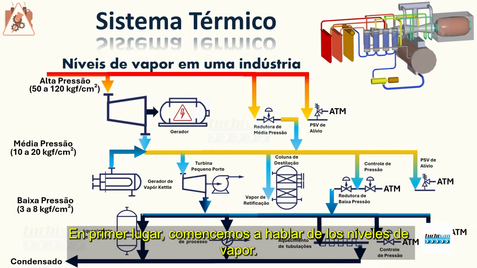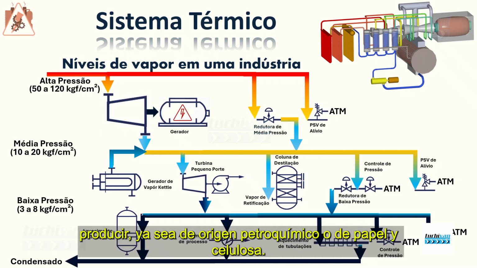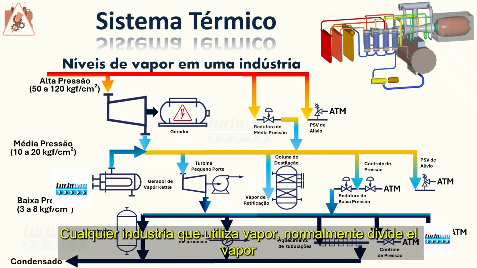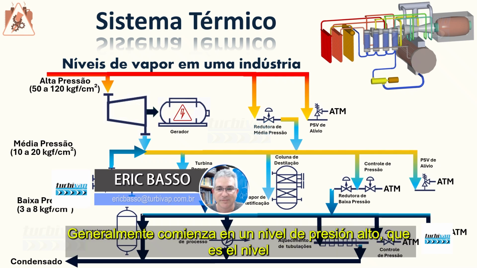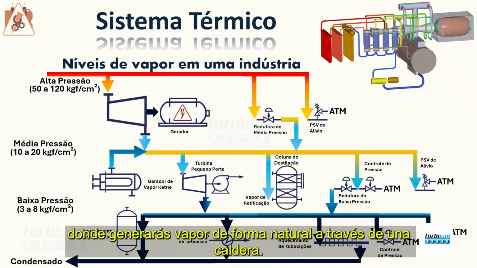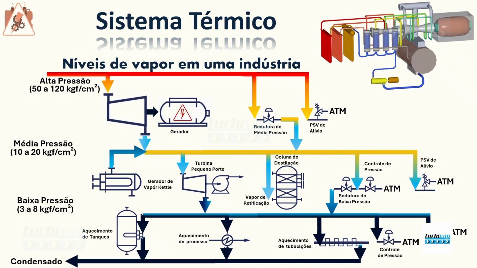So, first of all, let's start talking about the steam levels of an industry so that it can produce what it needs, whether a petrochemical or a paper and cellulose plant, a sugar and alcohol industry, in short, any industry that uses steam. It normally divides the steam into pressure levels, usually starting at a high pressure level, which is the level where you will generate steam naturally through a boiler. If you are going to have a boiler producing steam under high pressure.